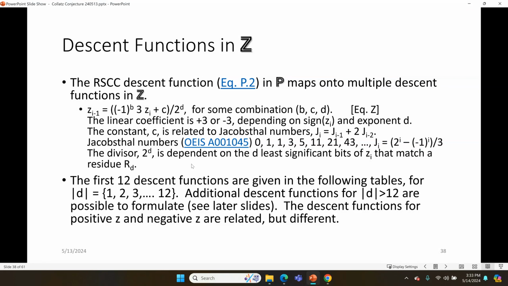So here's the first dozen or so descent functions for positive Z. There are different descent functions for negative Z values. We'll get to that in the next slide.